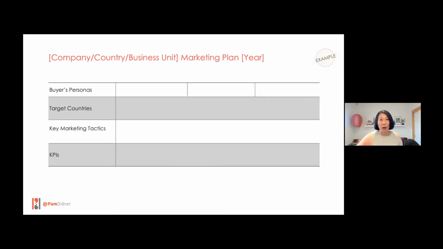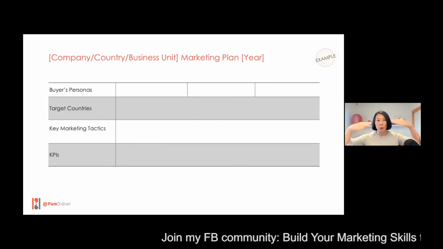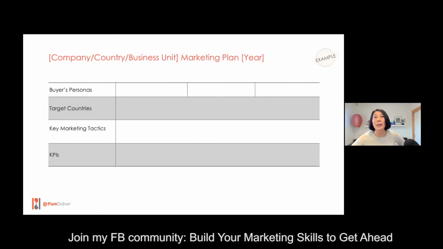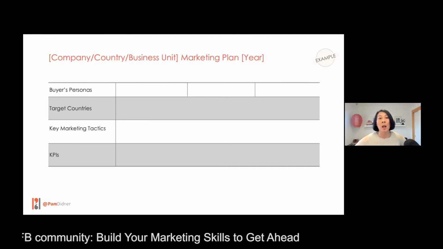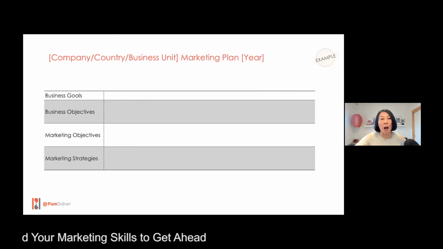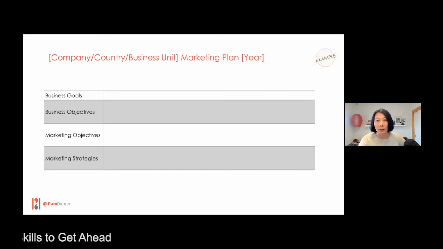Then you identify the types of segments or customers you want to market to, and the target countries. Let's assume that you are a global company that markets to multiple different countries. Then the key marketing tactics. Not every single one, not a tedious every single one, but can you summarize at a certain level? And also KPIs, key performance indicators. The KPI is tied with the marketing objectives and the marketing strategies. Okay, so let me show you an example.